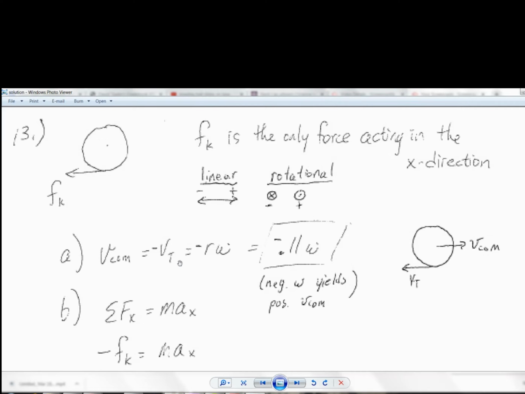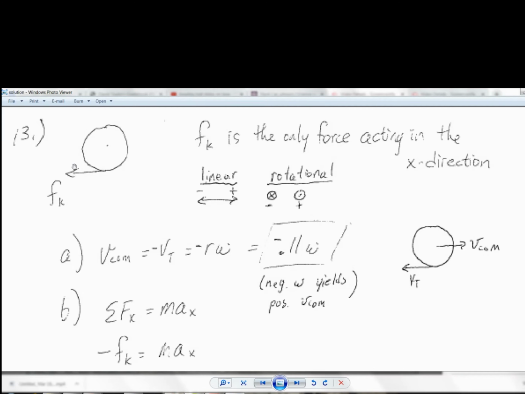And we know that VT is equal to R omega. So we replace VT with R omega and we come up with our equation that the velocity of the center of mass is equal to the negative R omega, where R is 11 centimeters. Okay, for parts B and C, while the ball is sliding, what is the linear acceleration and what is the angular acceleration of the ball?